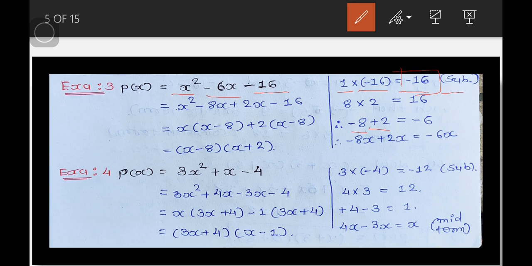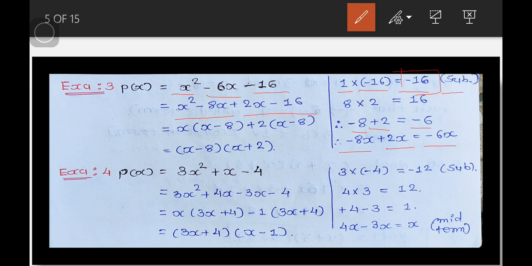In this way we can find minus 6, because minus 8 is the larger term, so we put the sign of the larger term. So here minus 8 plus 2 is equal to minus 6. Now we put x. So here minus 8x plus 2x is equal to minus 6x. Now we split the middle term as we found here. So now it is equal to x square minus 8x plus 2x minus 16.